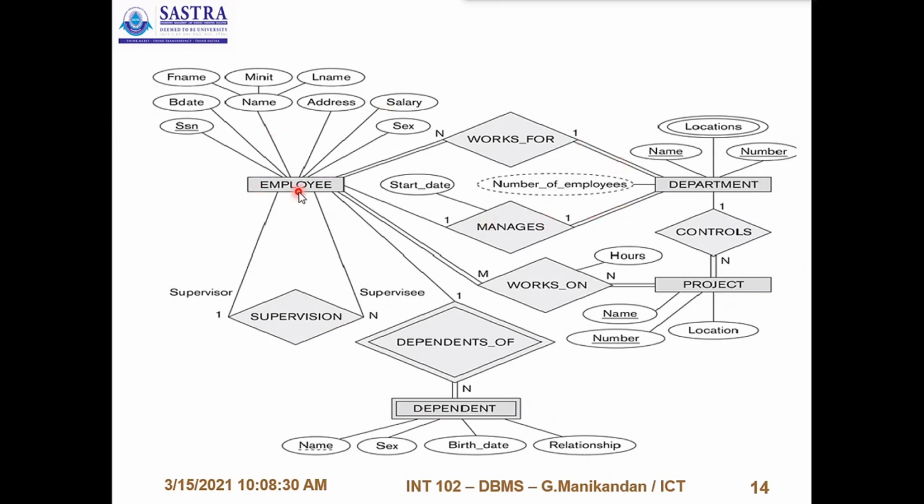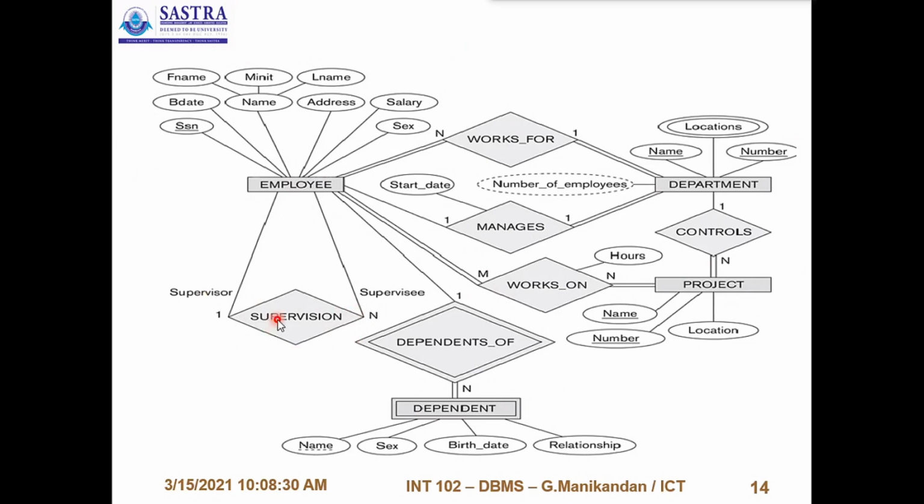You are having a rectangle, oval, double rectangle, single line, double line, dotted oval. In some cases it is mentioned as MN, in some cases as 1N. Here you are having a relationship, and this supervision is an example of a recursive relationship.